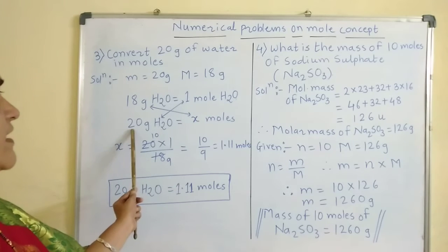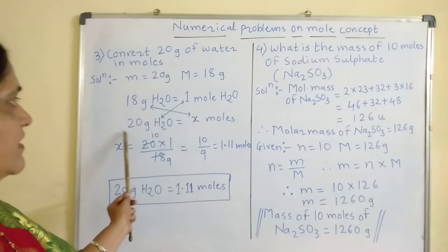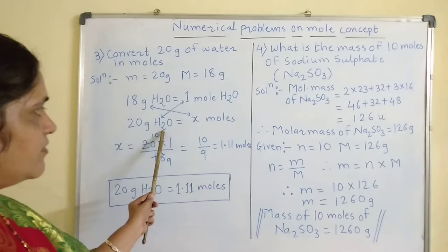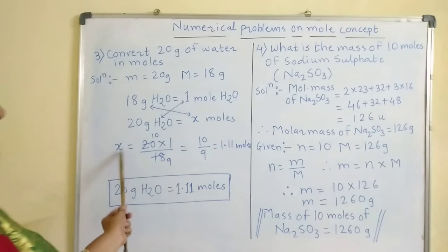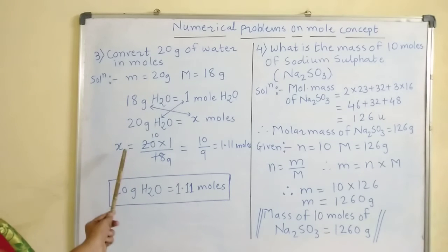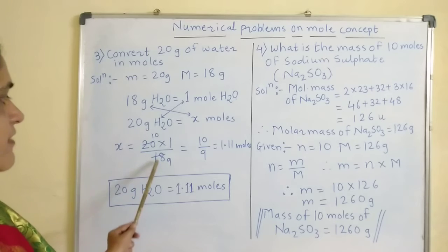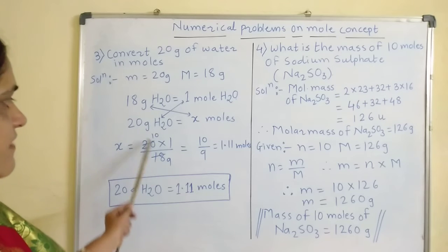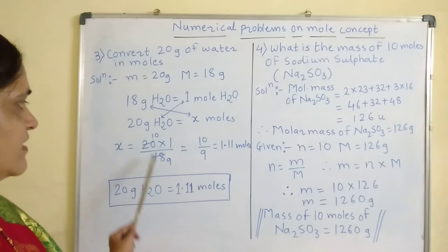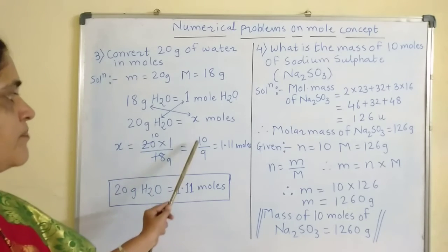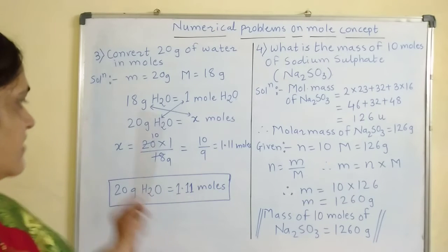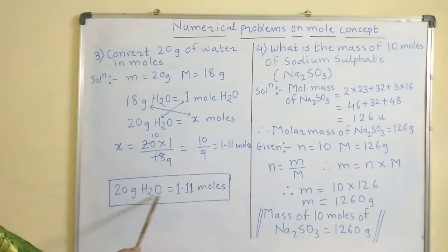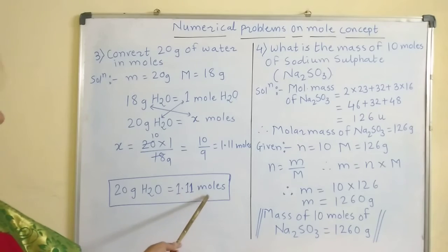We have got 20 gram of H2O. Then 20 gram of H2O, that is 20 gram of water, is equal to X mole. To find out the value of X, we have to do cross multiplication, and our answer will be 20 multiplied by 1 upon 18. It is divided by 2, so 2 tens are 20, 2 nines are 18. 10 upon 9 is equal to 1.11 moles. Therefore, 20 gram of H2O is equal to 1.11 moles.